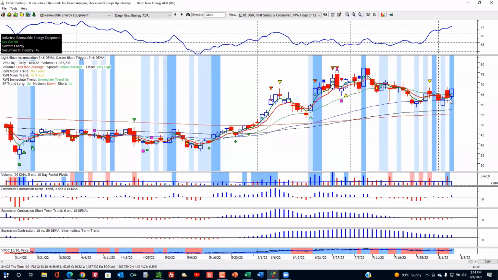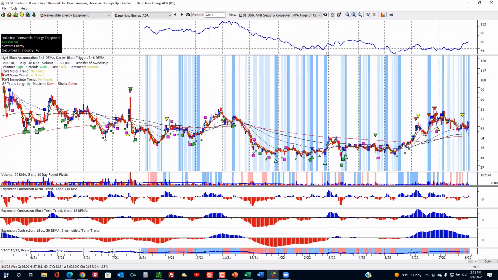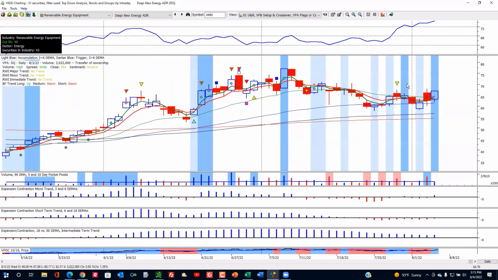Why? Because it held the 50-day exponential moving average, that light blue line. This was a shakeout yesterday on heavy volume, but notice the lower wick here. There are buyers by the end of the day. Let's see if I can zoom on this a little bit here. Whoops, I went too far. Sorry about that. And so there were some buyers there, even though it was heavy volume. And it held the 50-day. And today, it started out low, and it closed near or at the high of the day.